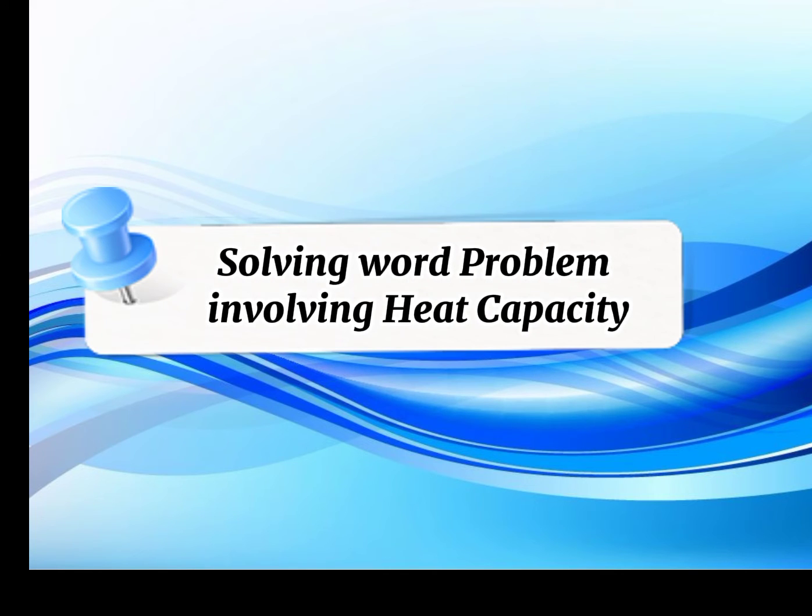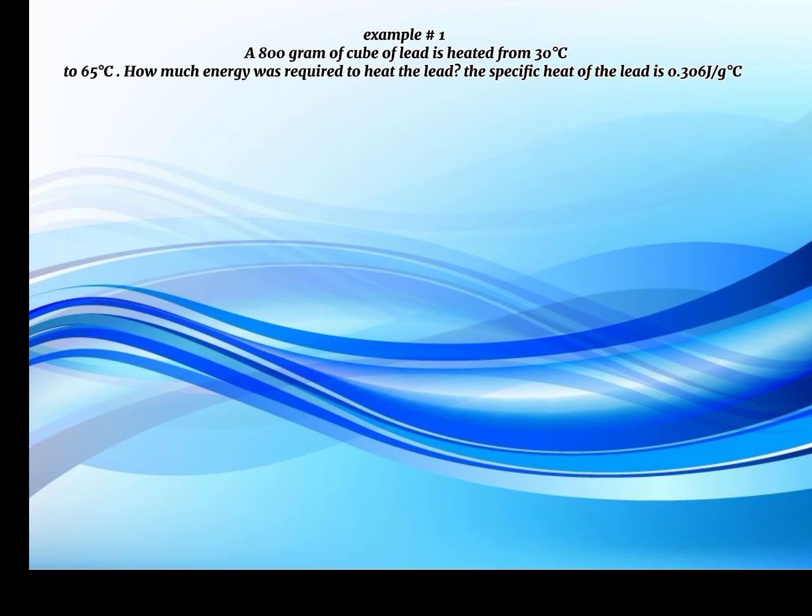Next, solving word problems involving heat capacity. Example number 1. An 800 gram cube of lead is heated from 30 degrees to 65 Celsius. How much energy was required to heat the lead? Specific heat of the lead is 0.306 joules per gram degree Celsius.